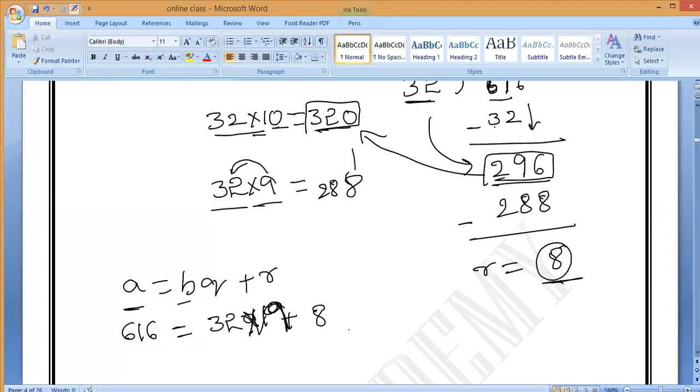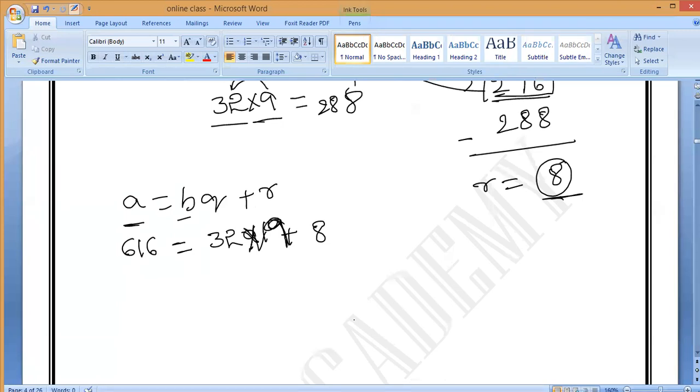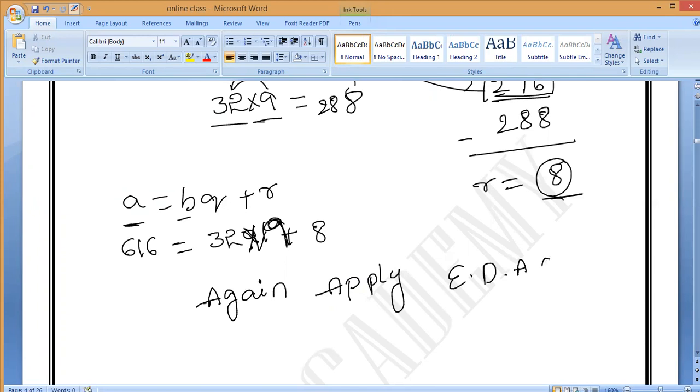Here we get remainder 8, which is not equal to 0. Again, apply the Euclid division algorithm on the remainder and divisor. What is the remainder? Remainder is 8, and the divisor is 32.